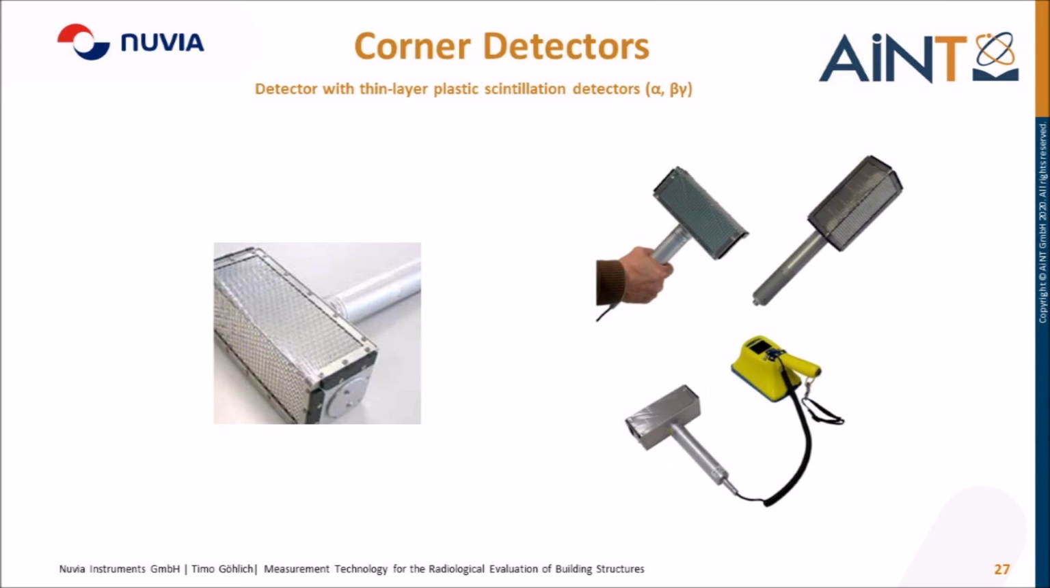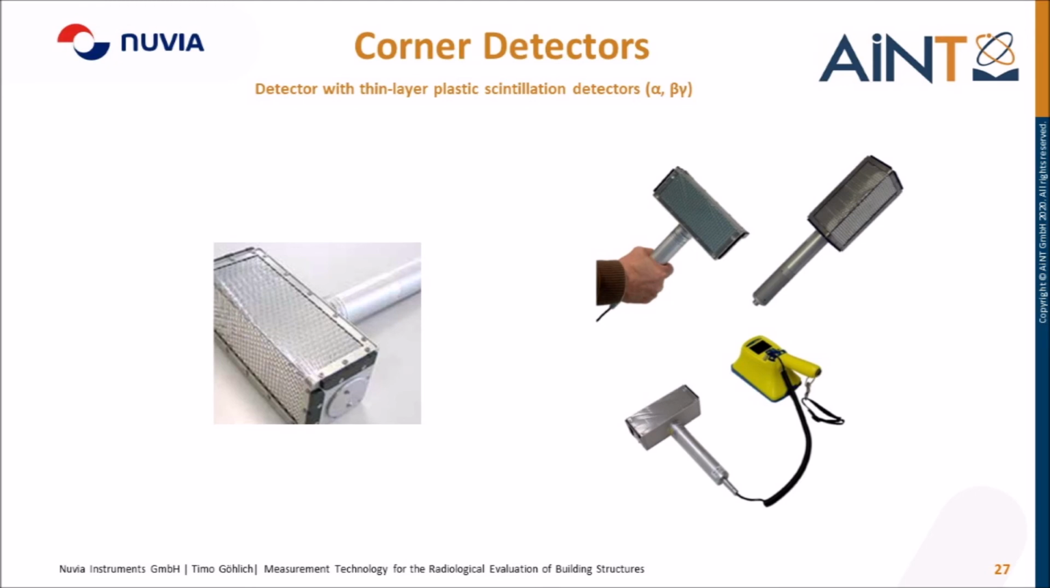Another place that's difficult to reach for checking radioactivity are the corners. The Nuvi company has also developed a special corner detector for this purpose. Here in different formats, in order to be able to really penetrate into the last corner and exclude that there is radioactive contamination. Let us now turn to the final chapter.